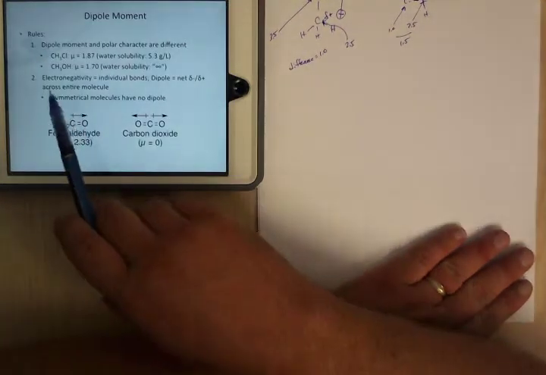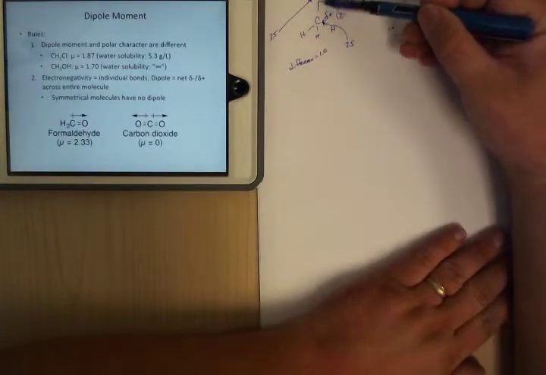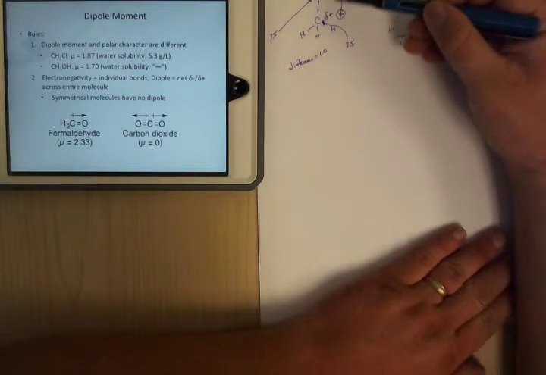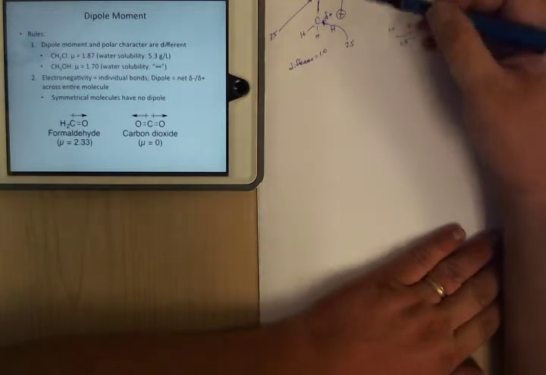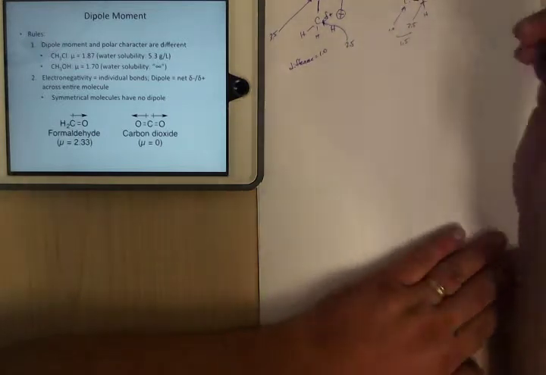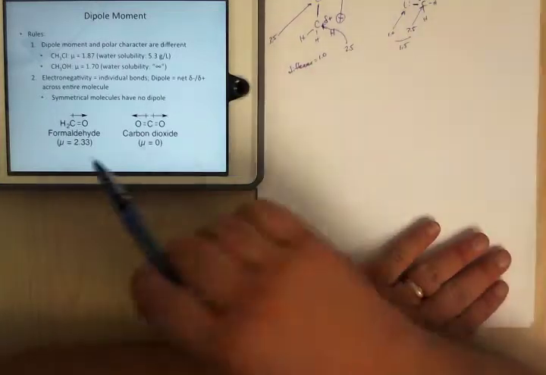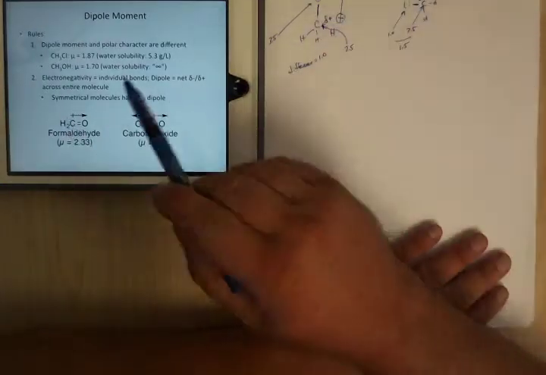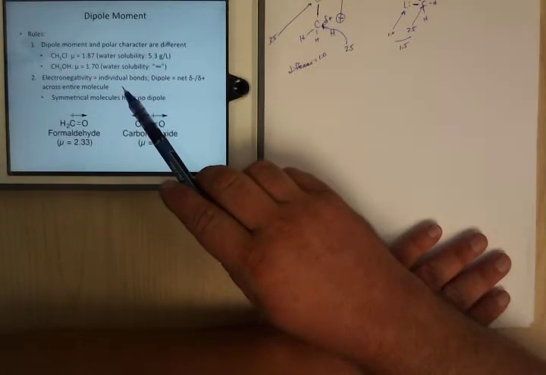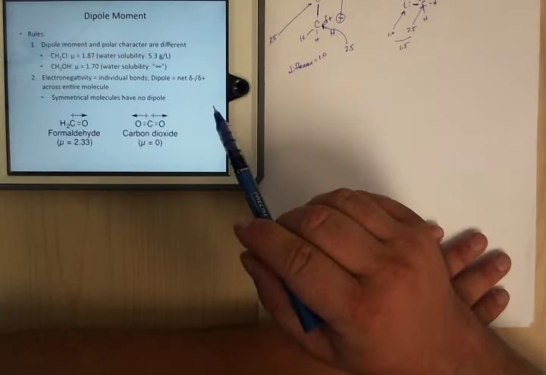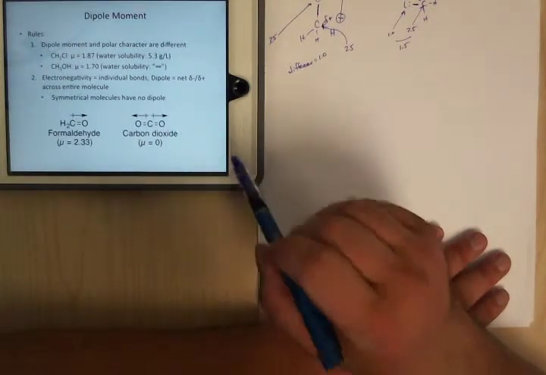The other thing is electronegativity is about the individual bonds. So this is just talking about electronegativity: you're talking about the difference between two atoms. Dipole moment is the sum of all of the different polar bonds. So those are two slightly different things. So you can have a molecule that has polar bonds, but it may or may not have an overall dipole moment.